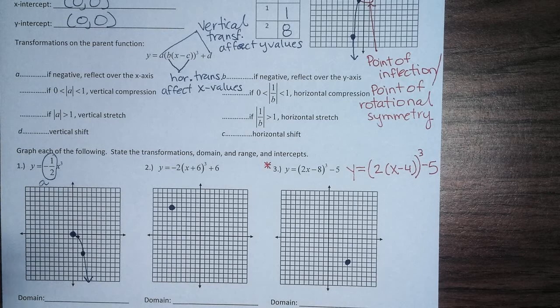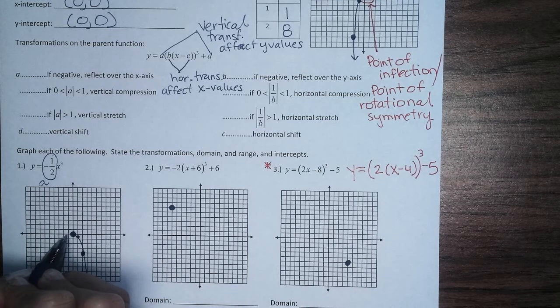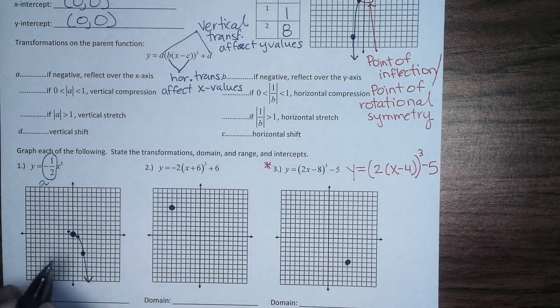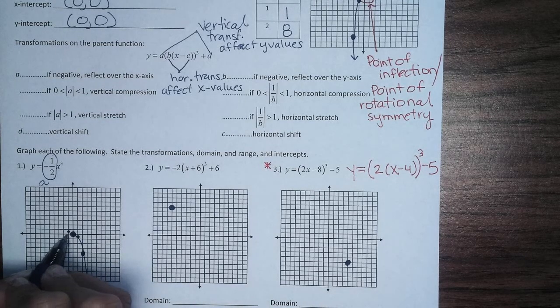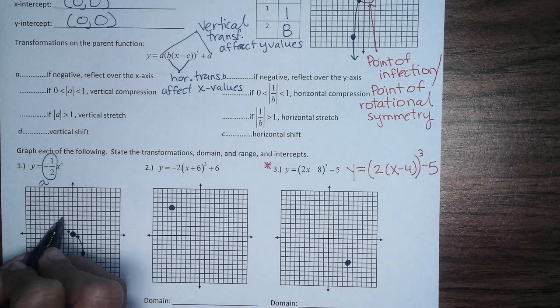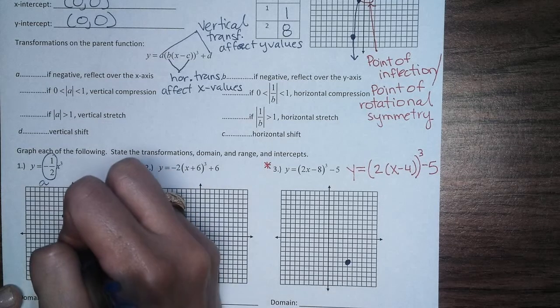The other side should be sort of symmetrical. So on the other side, I'm going to go to the left 1, up 1/2. Then I'm going to go to the left 2, and up 4. 1, 2, 3, 4.